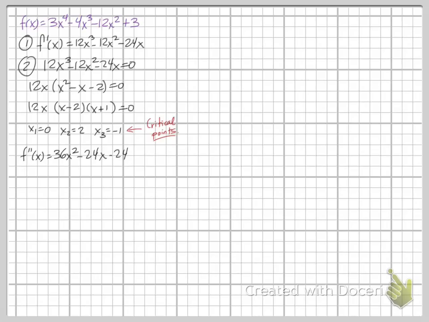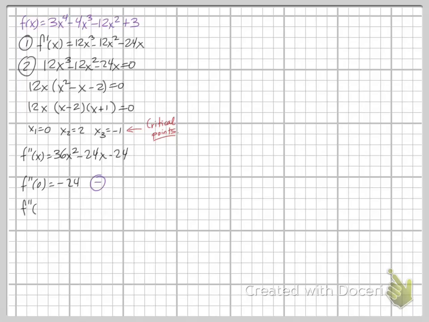Okay, that is the second derivative. So what I have to do now is to evaluate each one of these points into my second derivative. So I have to find f double prime of 0, for example, which is going to be minus 24. So as you can see, I got a negative answer.